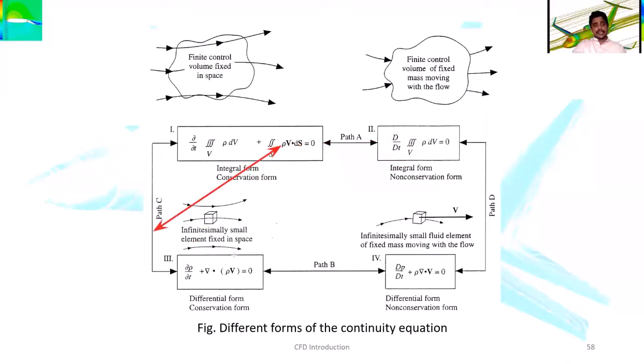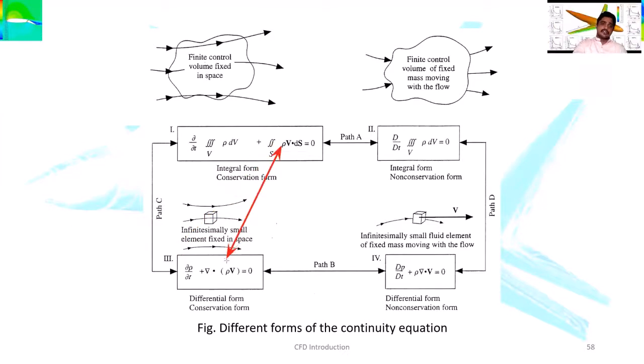But not only path 1 and 2, you might have already done in your previous courses that path 1 is the same as path 3. What exactly path 3 is representing is, where we have considered these two approaches within a finite control volume, FCV approach, but this is an infinitesimal control volume approach. So an infinitesimally small element, that is an infinitesimal element approach.